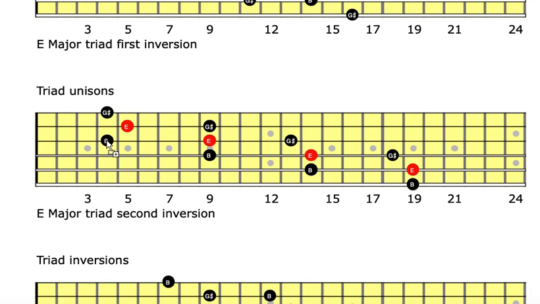And this string number 3, you count 6, 1, 2, 3, 4, 5, 6, you put your B there. So that's your unison triad. And you go on to the next set of strings.